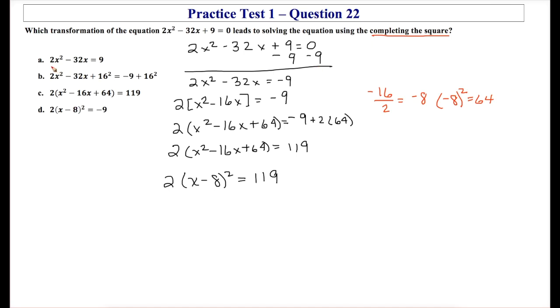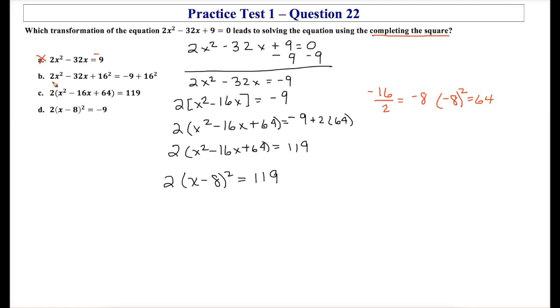Answer choice A says 2x squared minus 32x equals 9. If we take a look at our second step here, we have 2x squared minus 32x equals negative 9. So that should be a negative 9. A is incorrect.